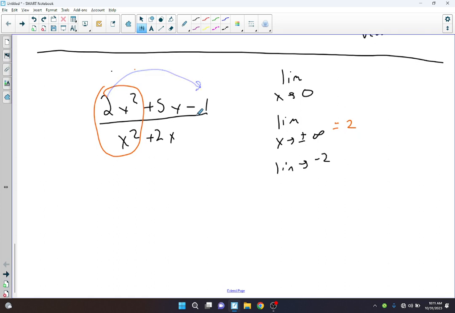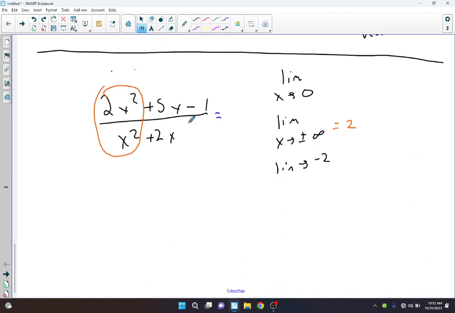So let's say you plug in 0, right? You'll get 0 on the bottom, and you'll get -1. When it's 0 over 0, that's an indication that you can factor something out. But in this case, it's not 0 over 0. So because it's not 0 over 0, that gives us a different message. That tells us that there's a vertical asymptote there.